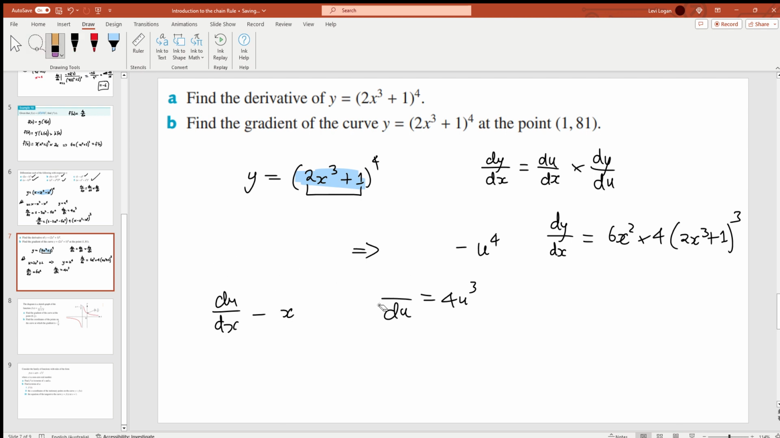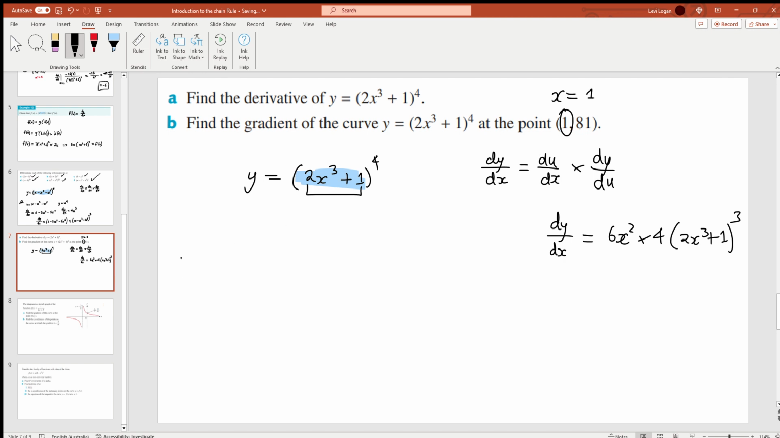Now B is pretty much an extension of that. So find the gradient of the curve, which is our given curve there, at the point 1 and 81. Now it doesn't matter what the y is because that's not in our differential here. It only matters what x value it is. So if you want to find the gradient at that point, all you've got to do is sub in when x is equal to 1.